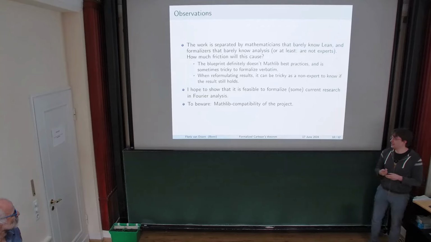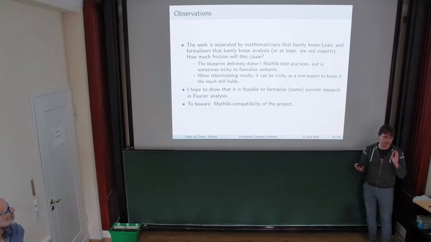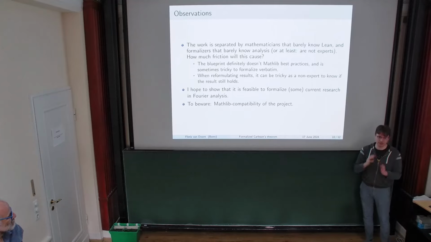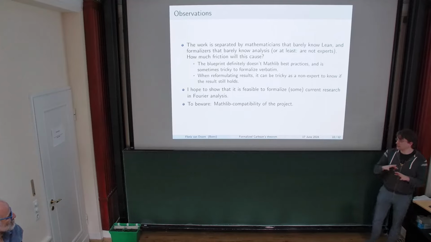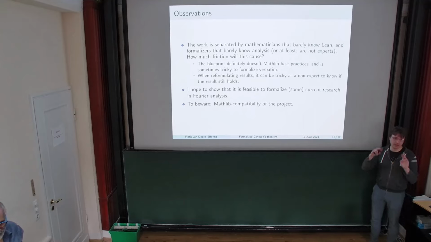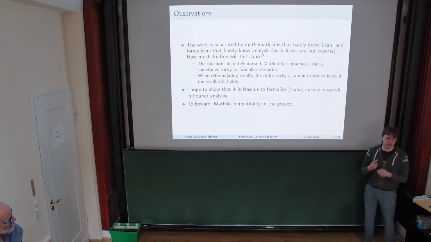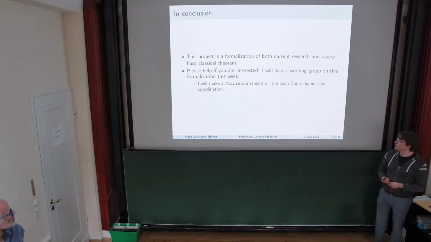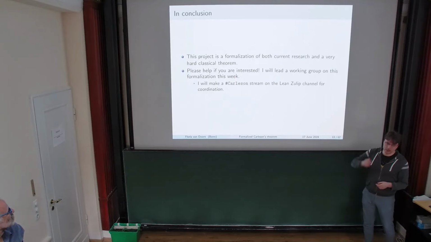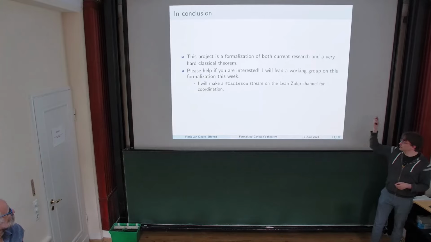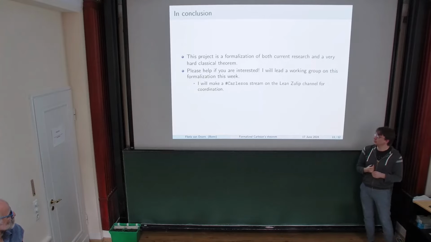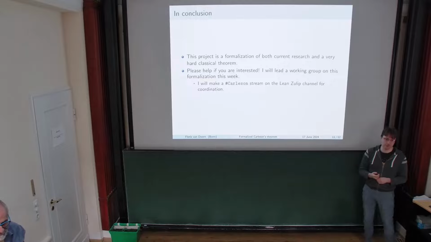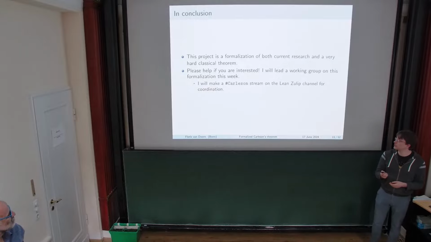One thing that will be tricky is that probably parts of the proof will not become part of Mathlib, because it will be a lot of work to generalize everything to the appropriate generality. But hopefully, there's definitely a bunch of ingredients that are standard results in analysis that I aim to incorporate in Mathlib once they are formalized. Yeah, and so in conclusion, this is formalization of current research and at the same time a hard classical theorem, and feel free to join. I'll make a Zulip stream on Zulip coordinating the work. Thank you.